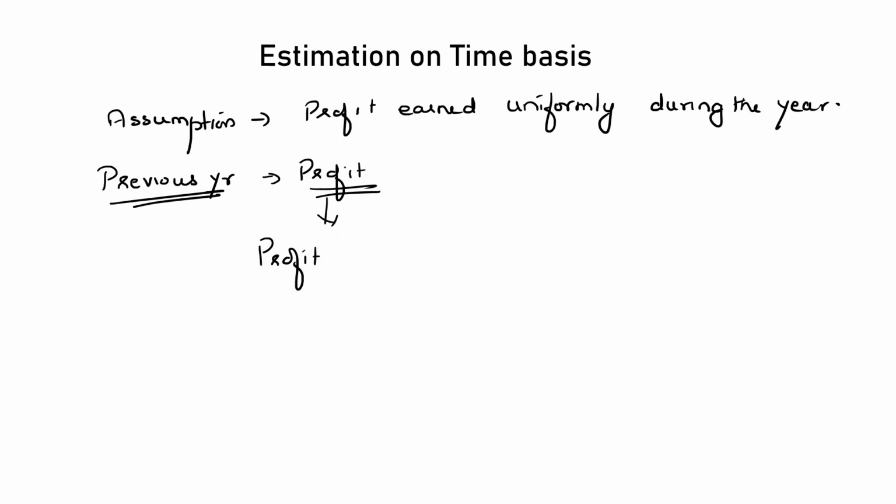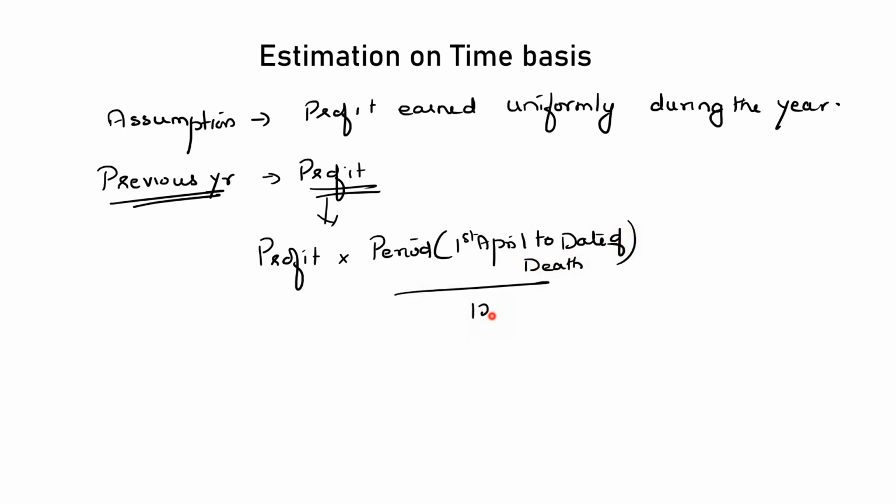So the partner was alive for a certain number of months in a year. He was not alive the entire 12 months of the year. So we would multiply it by the period, which is from 1st of April till the date of death, divided by 12. So we are trying to find out the proportionate period. Suppose he died on 30th September. He was alive from 1st April to 30th September. That comes to 6 months. So we are applying to the entire 12 months profit of the previous year the 6 by 12 to find out for a 6 months period what would be the profit. And then to that we apply the share of profit of the deceased partner.